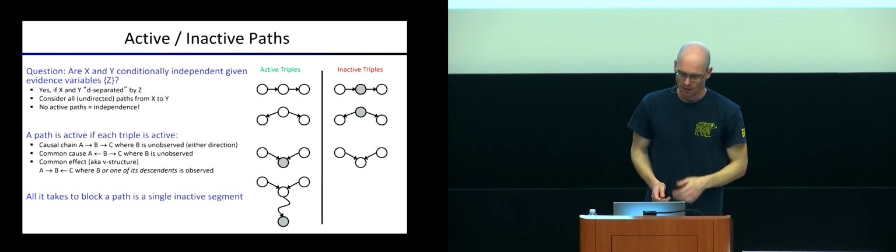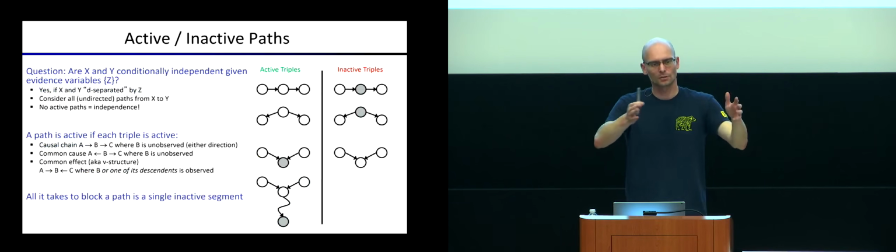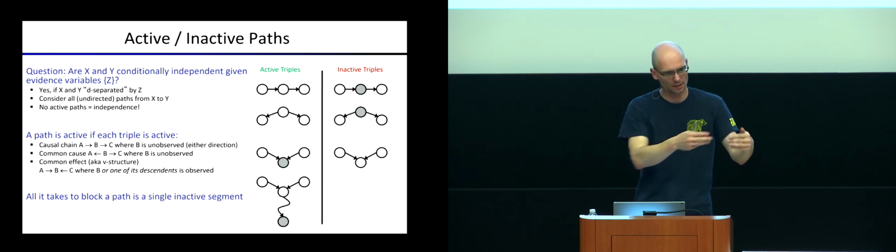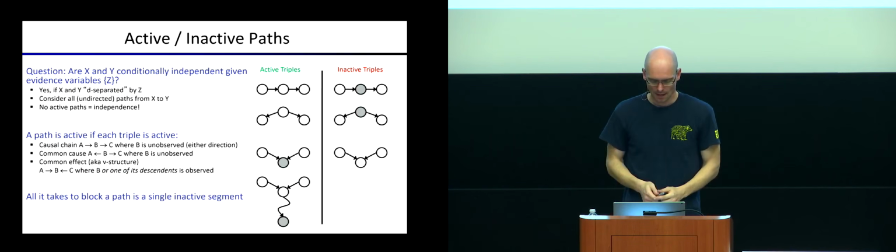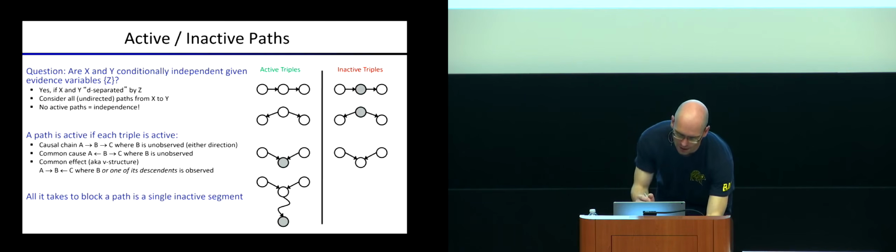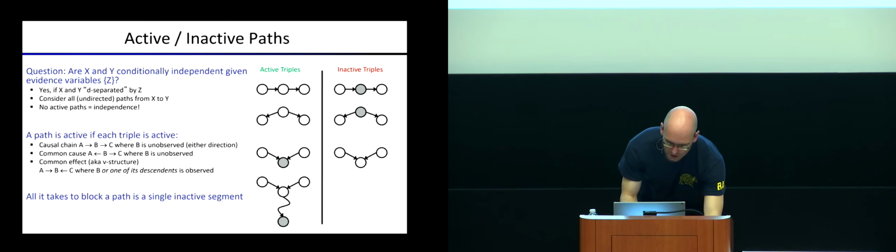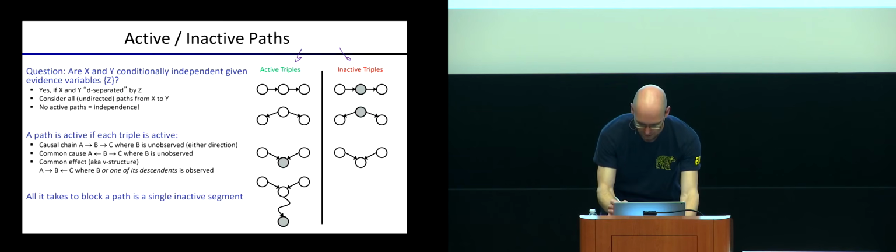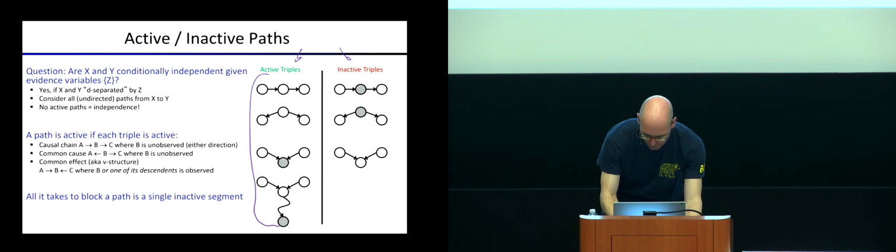So whenever we have a path, we're going to break it up into triples. These triples are going to be overlapping triples that together make up an entire path. And if we ask the question, are x and y conditionally independent given some evidence variables z, we will check paths between x and y and check every triple along that path and check for each triple if it's active or inactive. With the work we already did, we know that these are the active triples and these are the inactive ones.